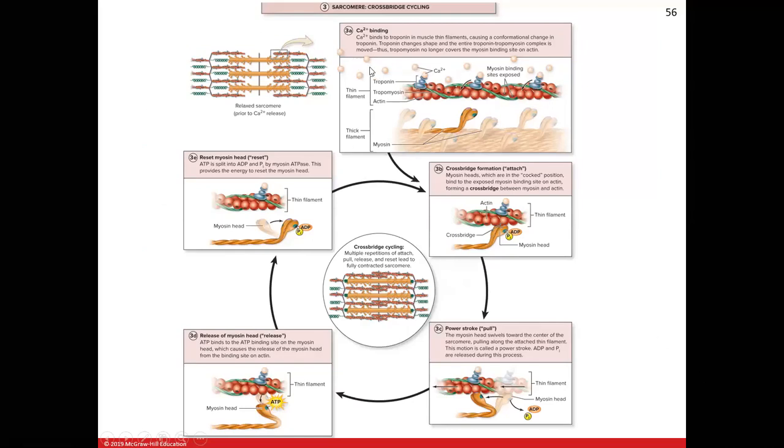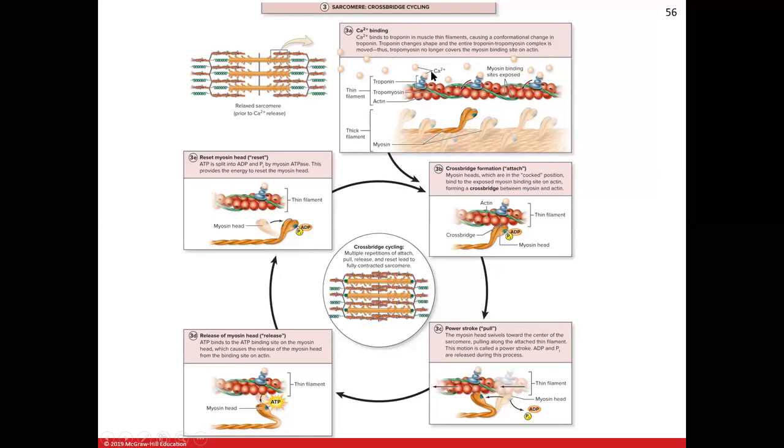Here you'll notice we have our calcium ions. In blue, we have our troponin, and in green, we have our tropomyosin. Here in red are the actin subunits. Then you'll see the little black dots. Those are the myosin binding sites on the actin molecules.